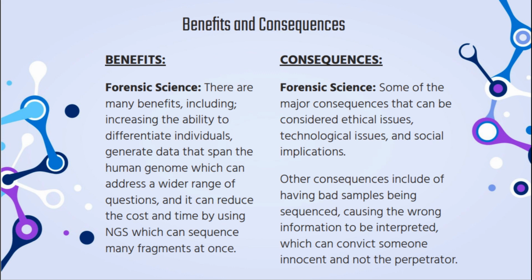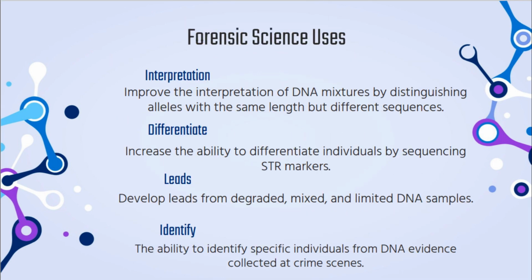The forensic science uses, there are four main uses that I was able to find: interpretation, differentiate, leads, and identification. The interpretation improves the DNA mixtures by distinguishing alleles. The differentiate is the ability to tell apart different individuals by sequencing STR markers. With leads, develop leads from degraded, mixed, and limited DNA samples, and the identification is to identify specific individuals from DNA evidence collected at crime scenes.